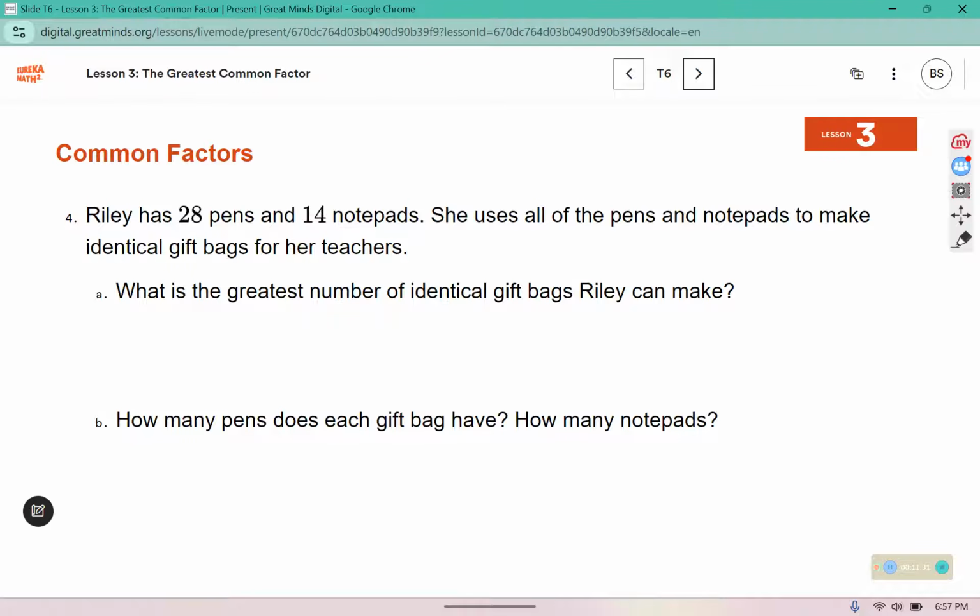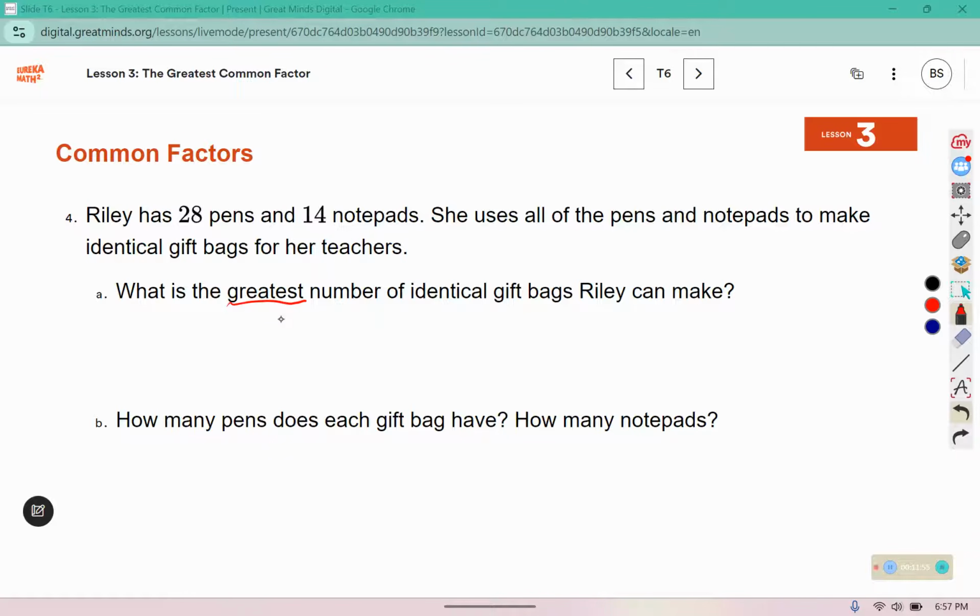Riley has 28 pens and 14 notepads. She uses all of the pens and notepads to make identical gift bags for her teachers. What is the greatest number of identical gift bags Riley can make? Now that word greatest clues us in that we're looking for the greatest common factor.